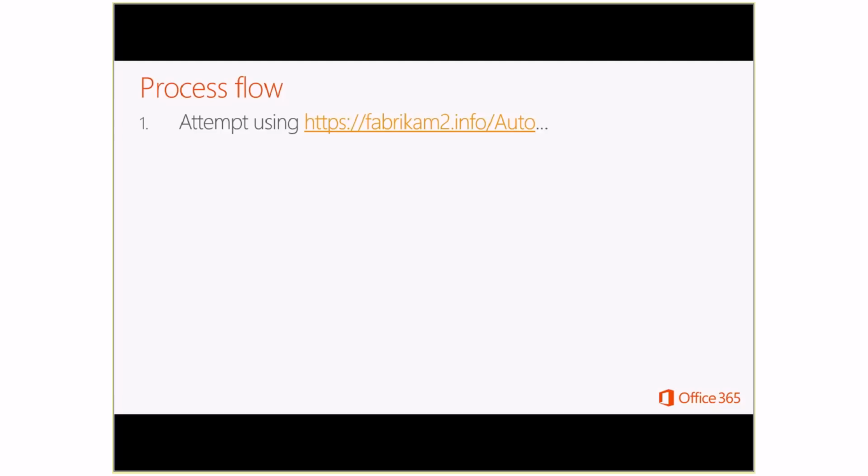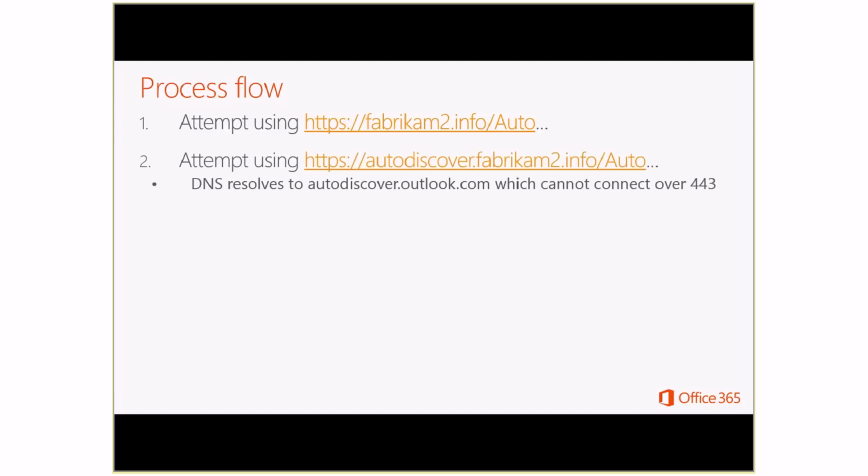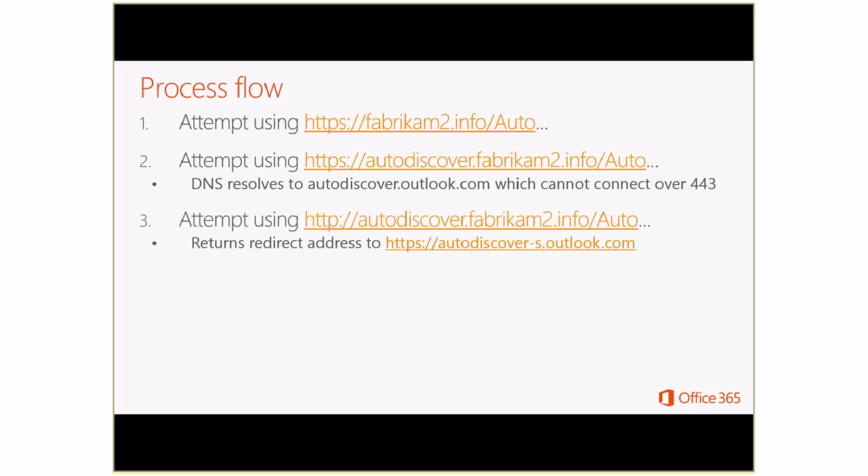We expect that connection to fail, and the client then attempts HTTPS autodiscover. If we configured our CNAME record properly, DNS should resolve to autodiscover.outlook.com, and we should just fail that connection on 443. Then when the client attempts HTTP, we should get a redirect address of HTTPS autodiscover-s.outlook.com, and the -s is just for secure.